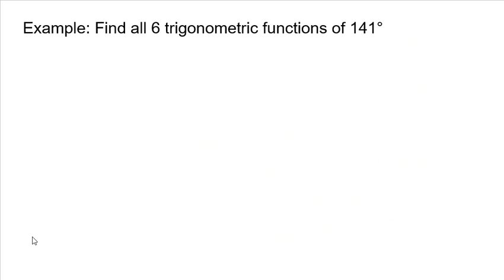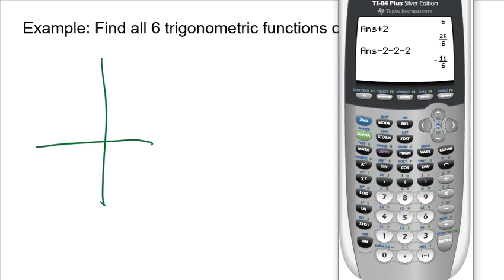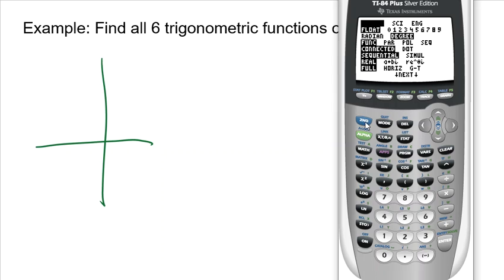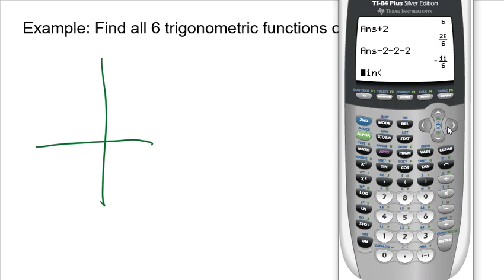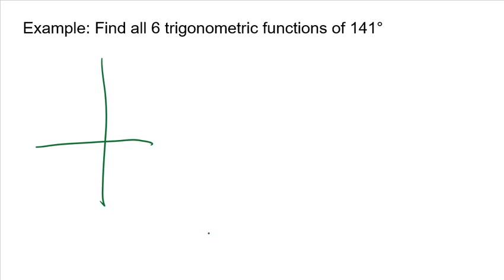All right, so let's do another example. This time it's going to be one that we don't necessarily recognize, but that doesn't make it impossible for us. So we want to find all 6 trig functions of 141 degrees. Now, first off, listen, there's nothing wrong with you making sure you're in degree mode. There's nothing wrong with you saying, oh, okay, sine 141 degrees, there's my answer, 0.629. But I want you to understand this. 141 degrees is in quadrant 2.